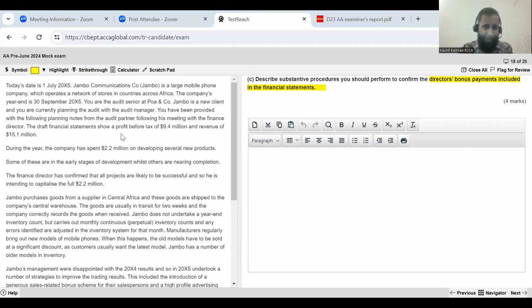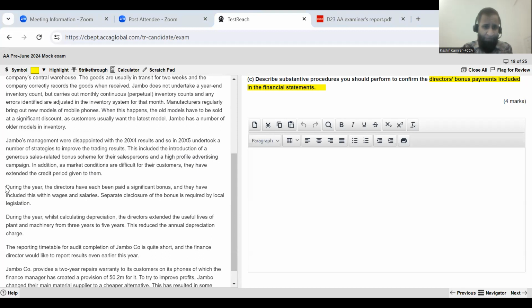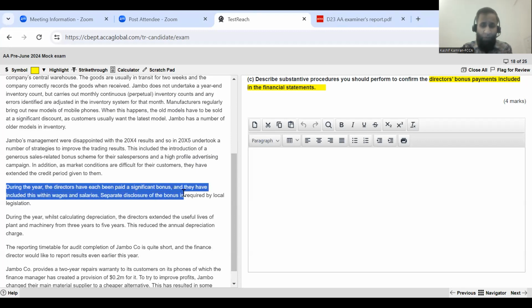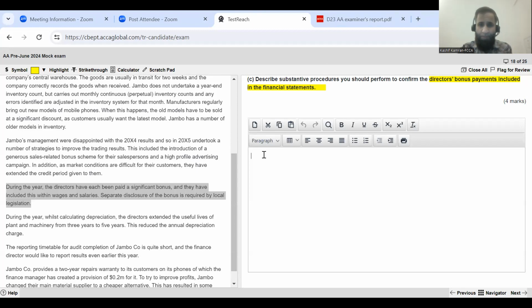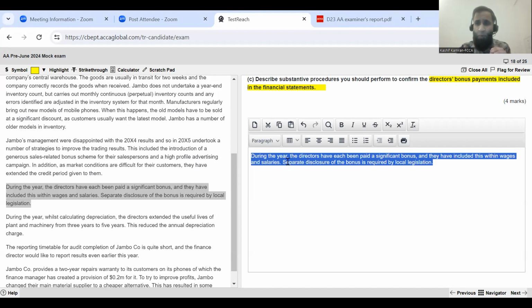Now, if I look at the case, there is a paragraph over here. During the year, directors have been paid a significant bonus, and they have included within the wages and salary. Separate disclosure of the bonus is required by the local laws. Control C, and I bring this whole paragraph in my response area. Look at this. This is the paragraph for bonus.